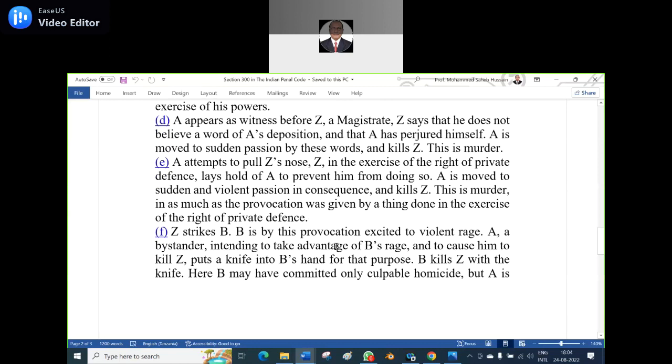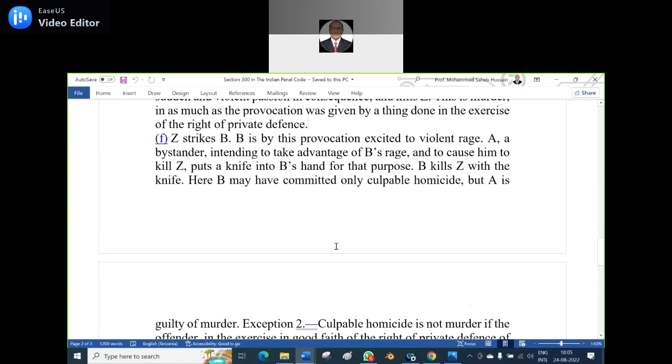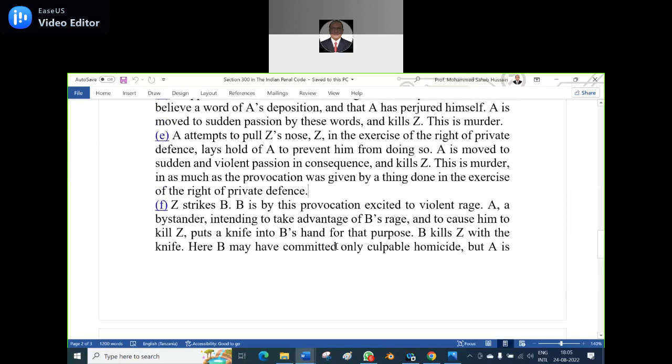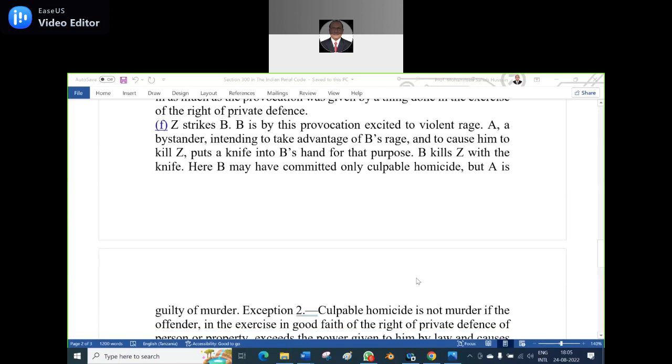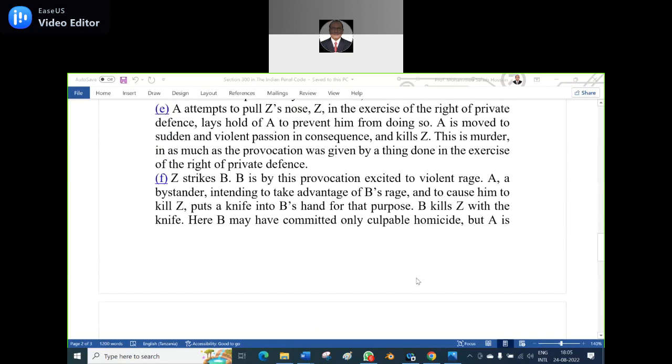A bystander, intending to take advantage of B's rage and to cause him to kill Z, puts a knife into B's hand for that purpose, and B kills Z with the knife. Here, B may have committed only a culpable homicide, but A is guilty of murder. Why? Because he put that knife in B's hand, supplied the knife and took advantage of it.